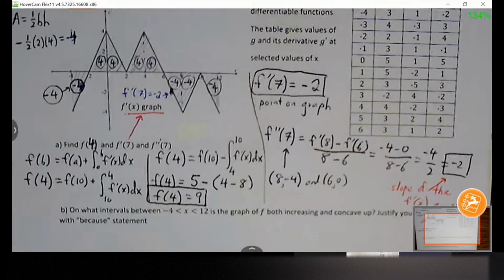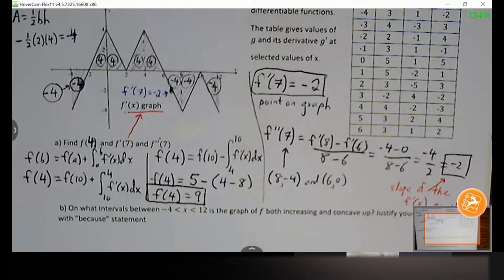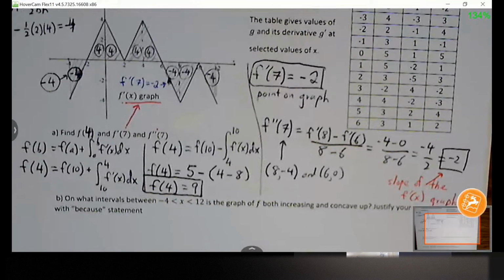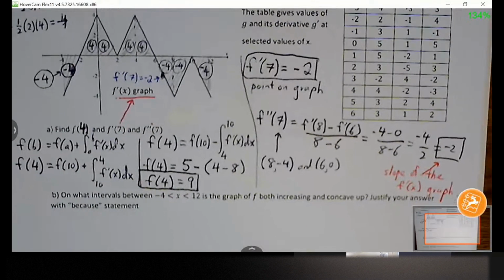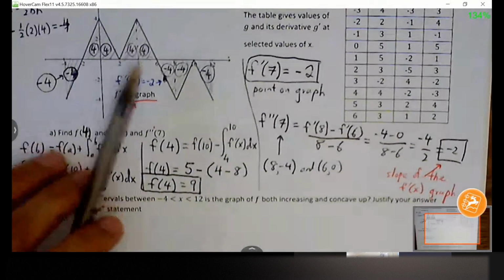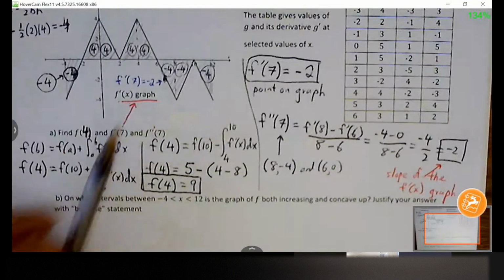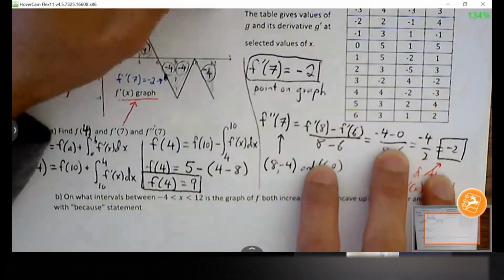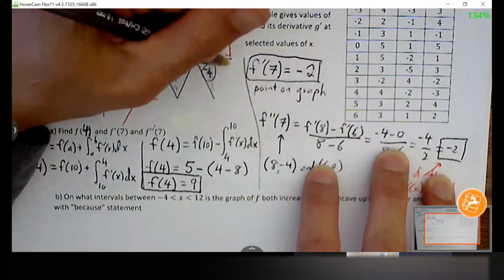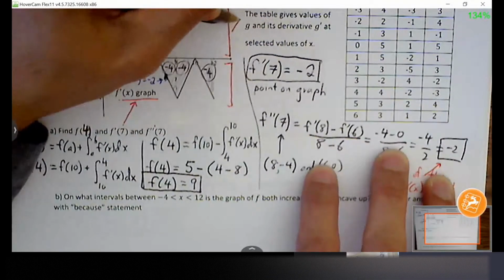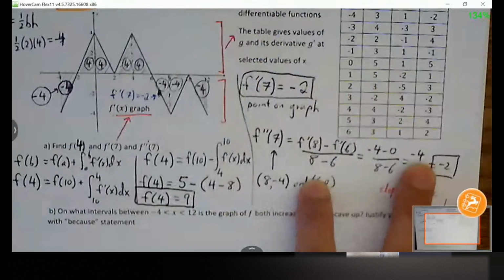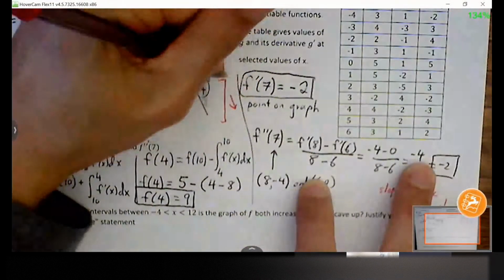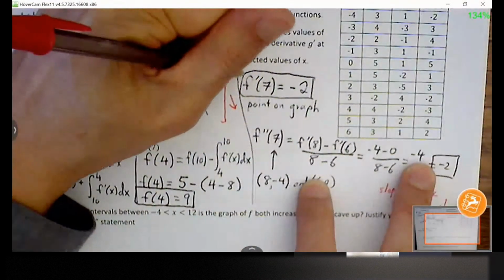Okay. Part B. On what interval between -4 and 12 is the graph of F both increasing and concave up? So we understand that this is the derivative graph. So we can mark our graph here, right? Above is positive slope, below is negative slope, on the x-axis is slope 0.